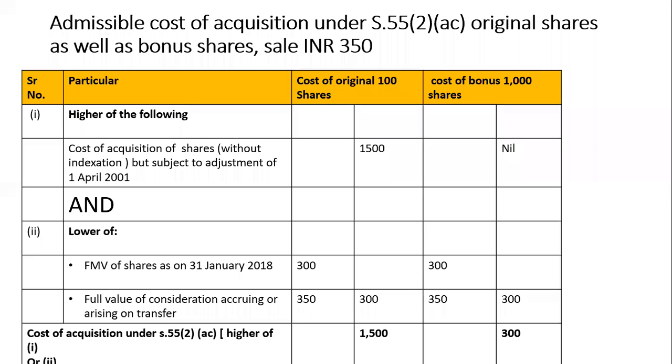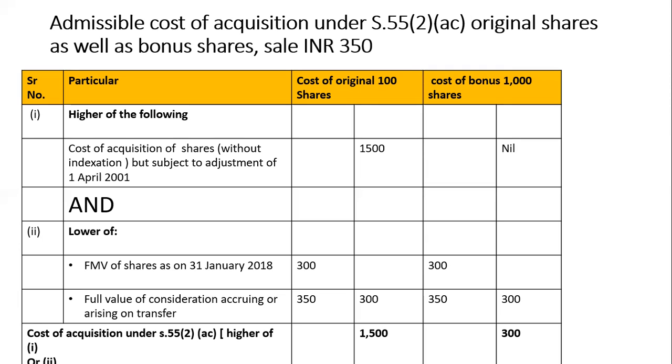Let us go into the exact example. Here I have sold the shares at rupees 350. First example, original shares: 1,000 or 1,500, whichever is higher, 1,500. In the second column, cost nil. Cost or market value, whichever is higher, is nil, because I acquired after 1/4/2001. So the value would be nil. Okay. Lower of these two.